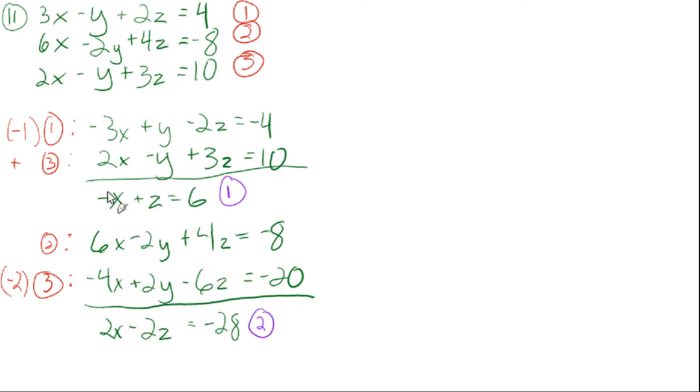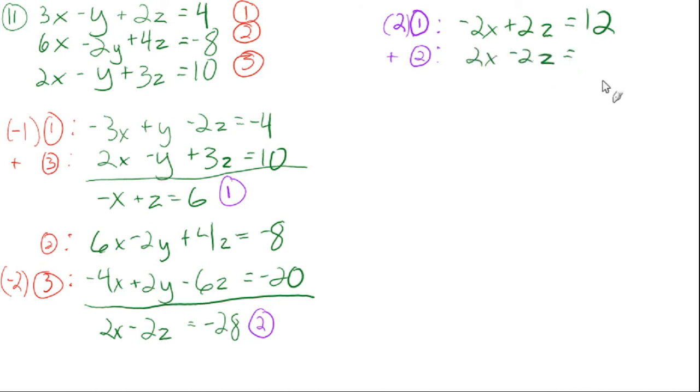So I think what I'll do is take this x, I'll multiply, well, we'll have to do the whole thing, but I want to make this a negative 2, and then it'll cancel out with this positive 2. So I will take 2 times equation 1, and that will give us negative 2x plus 2z equals 12. And I will just add equation 2 just the way it is. We get a positive 2x minus 2z equals negative 28.